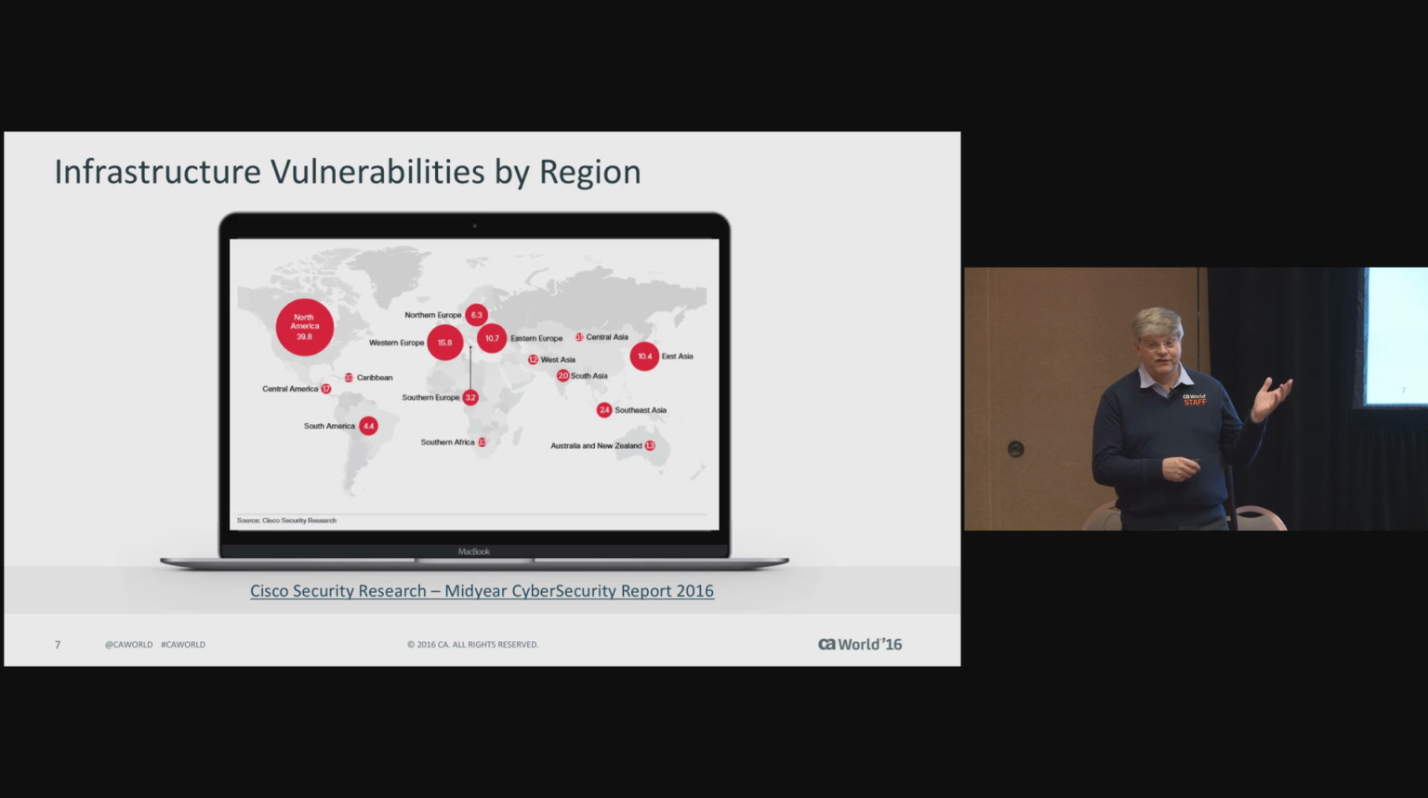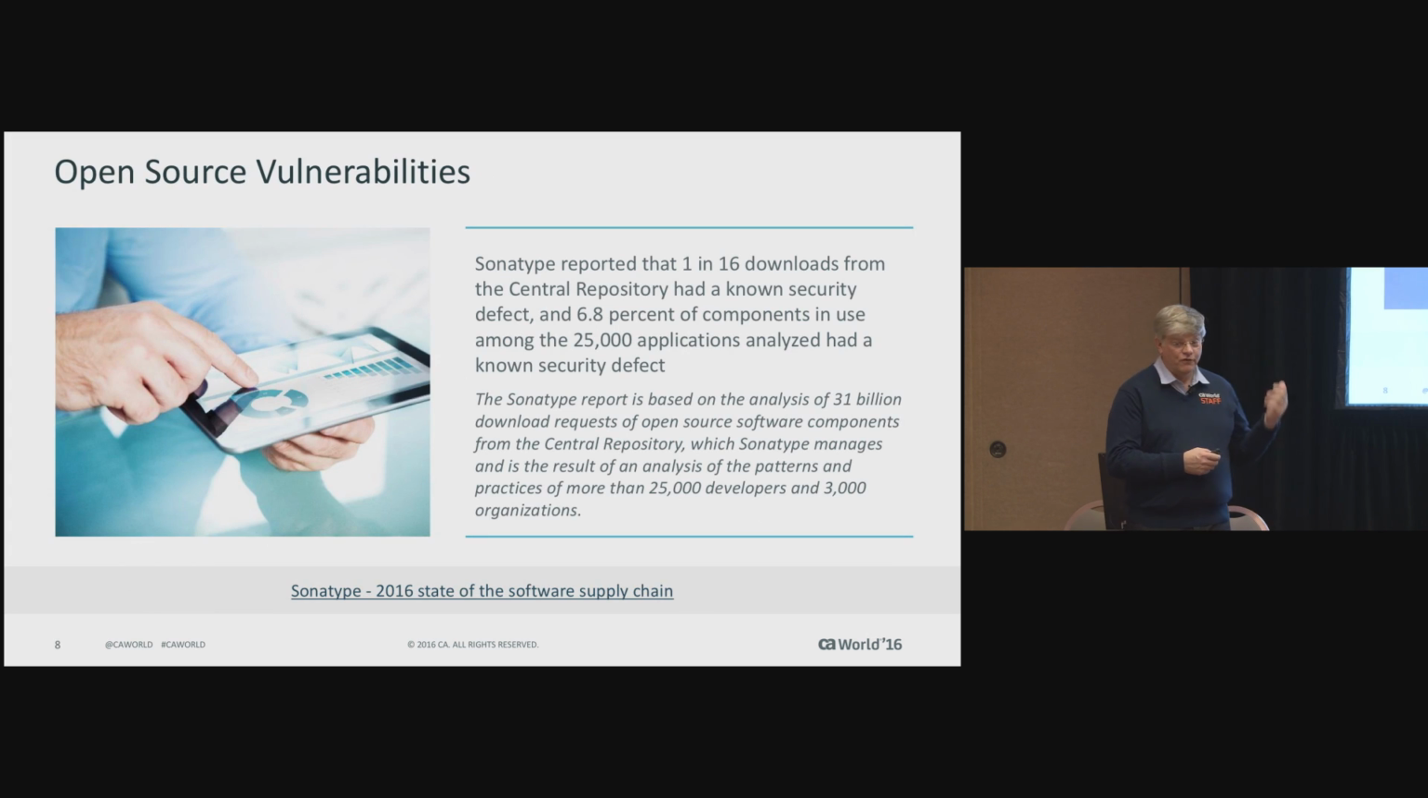Now, if you look at this map, what you can see is these vulnerabilities from around the world. So North America has by far the biggest vulnerabilities by region, but this is a global issue. This report from Sonatype actually said that 1 in 16 downloads had a known security vulnerability. So when you're using open source, you need to manage that. Now, all code has vulnerabilities, and as you resolve those issues, you need to make sure that if you're using open source software, you're updating the open source as and when new updates come out.